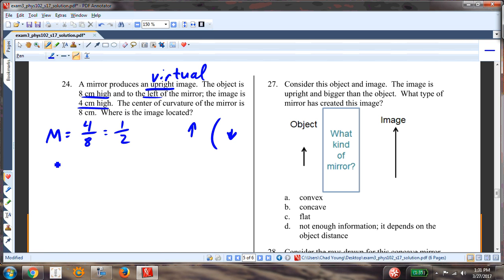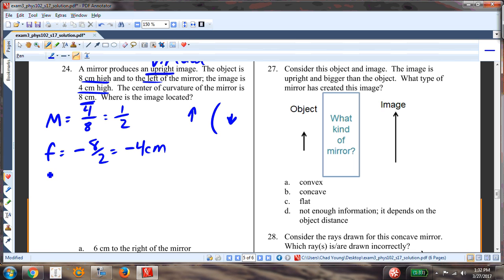The center of curvature of the mirror is 8 centimeters. So that means that my focal length is negative 8 over 2, which is negative 4 centimeters. It's 4 because it's 8 divided by 2, half the center of curvature. It's negative because it's a convex mirror. So you first have to identify it as a convex mirror, and then realize that the focal length is negative.